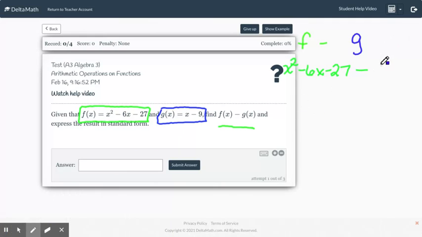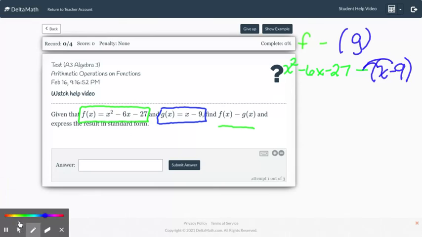But I do need to be careful when I do this, because if I just leave it written just like this, then really I'm not subtracting x minus 9, I'm just subtracting the x. So to show that I want to subtract the entire g function, or g of x, then I need to put this blue part in parentheses, because I want to subtract the entire g function, which means that this negative symbol does need to distribute to both parts. So then I'll write that I'll have x squared minus 6x minus 27 minus x plus 9.